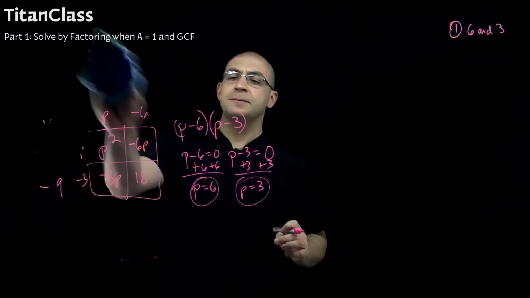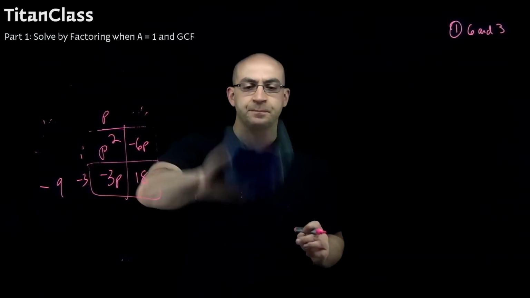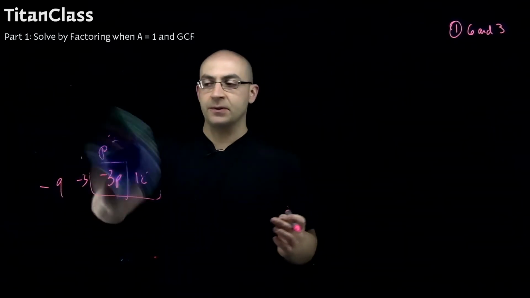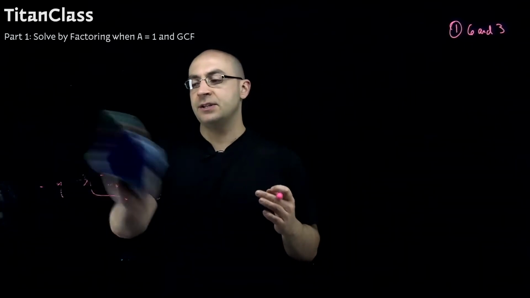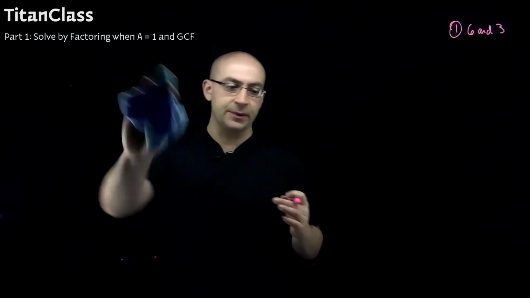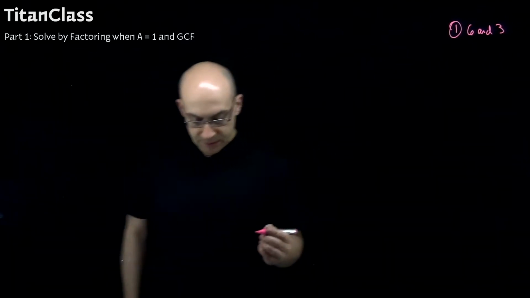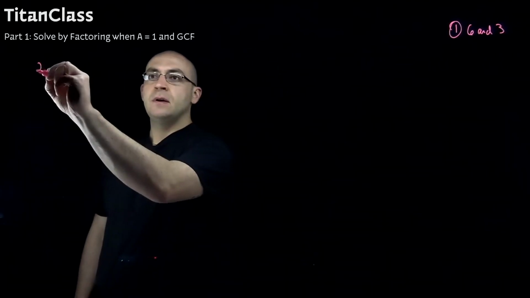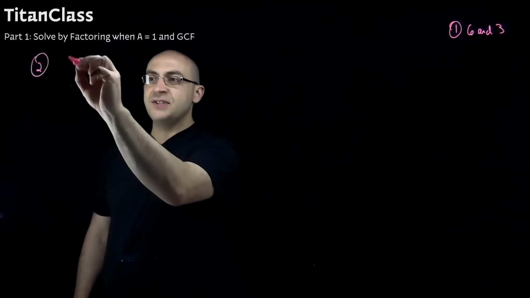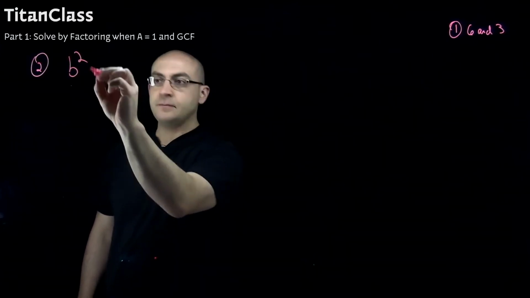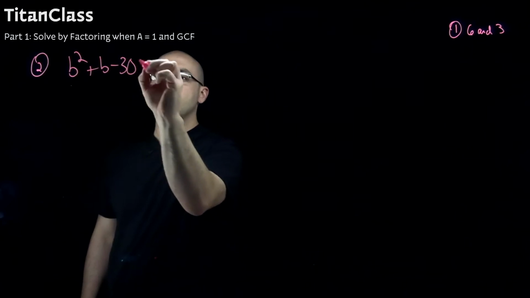So these problems, again, when we're solving, we're looking for the factors first, right? We're solving by factoring. It's just our methodology that we're really familiar with, and that's going to help us solve these problems. Number 2, b squared plus b minus 30 equals 0.